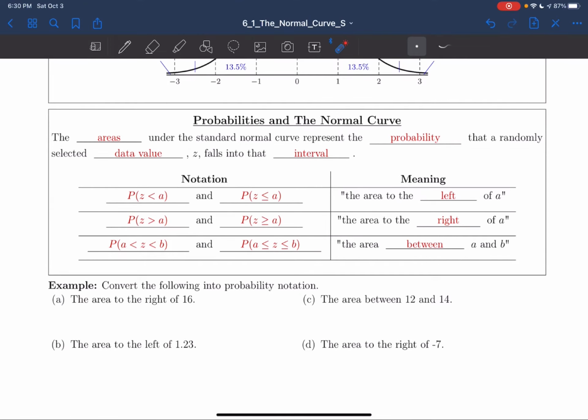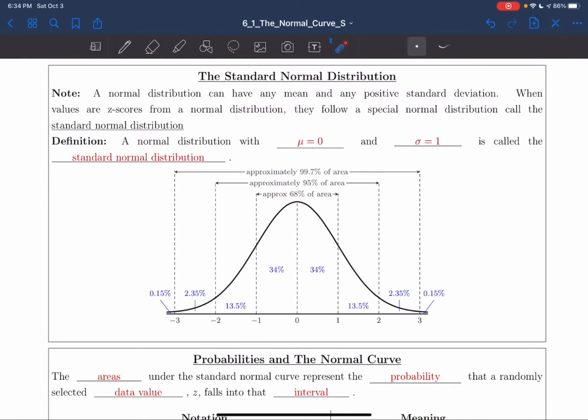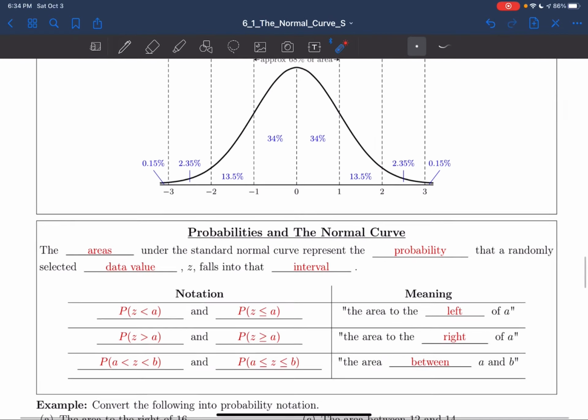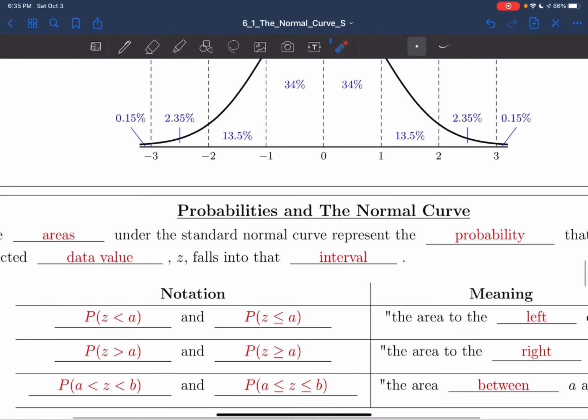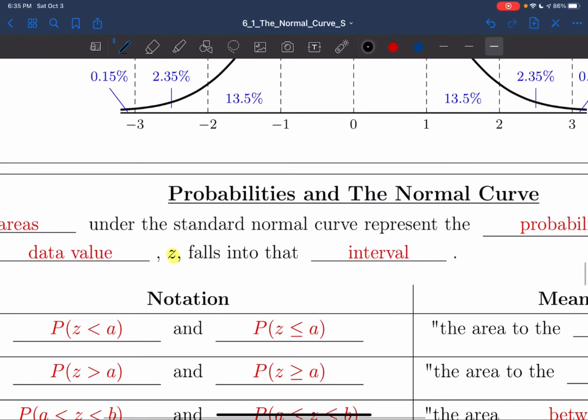So we're going to see a lot of notation. Okay, now we're going to talk about probabilities and area underneath curves, finally. So the area under the standard normal curve represents the probability that a randomly selected data value z falls into that interval. And again, this z that we talk about is the z-score that we will compute.